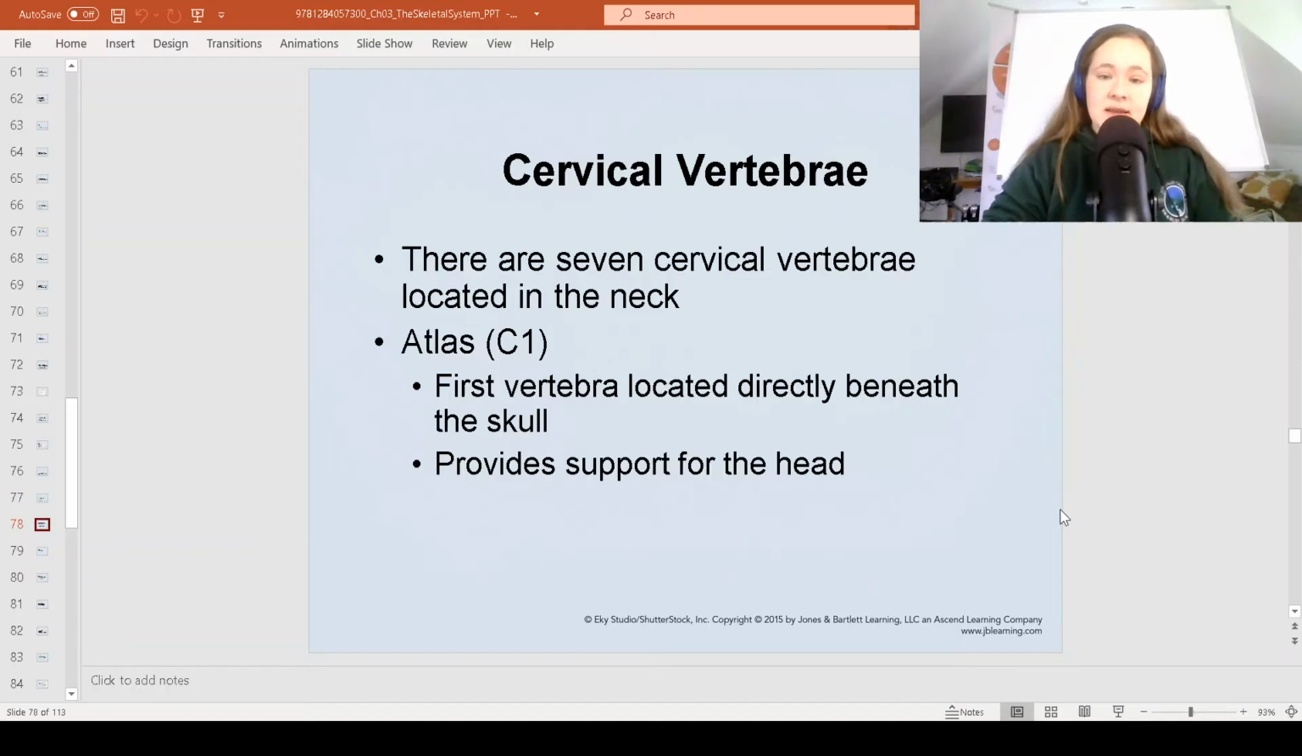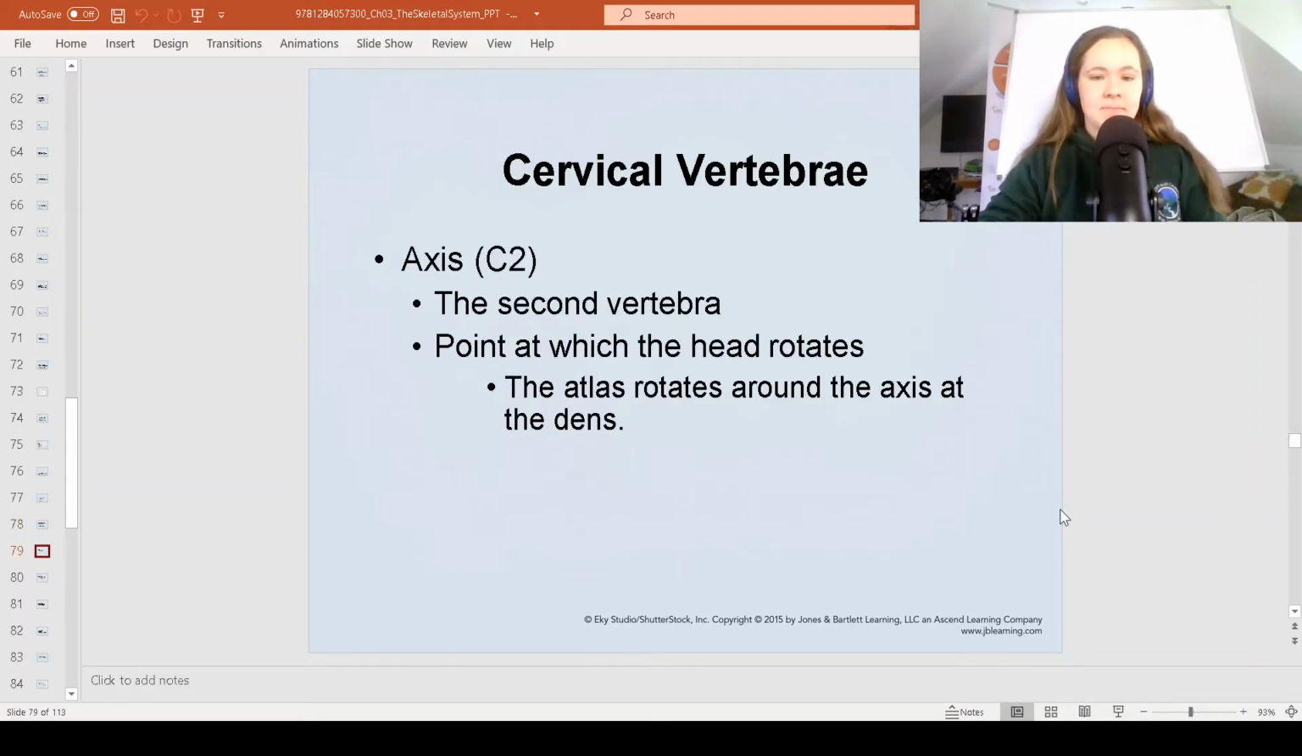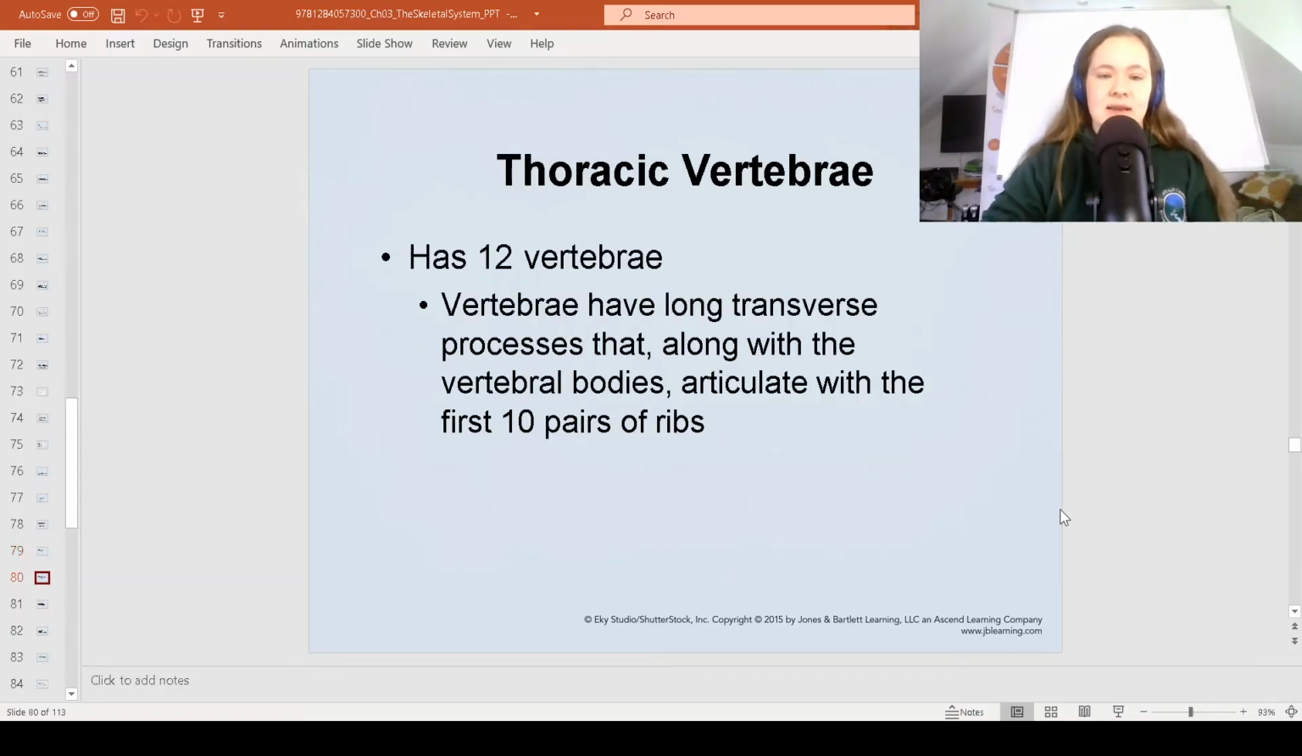Cervical vertebrae. There are 7 cervical vertebrae located in the neck. There's the Atlas C1, the first vertebrae located directly beneath the skull. This provides support for the head. There's Axis C2, second vertebrae, point at which the head rotates. Atlas rotates around the axis, and the dens has this.